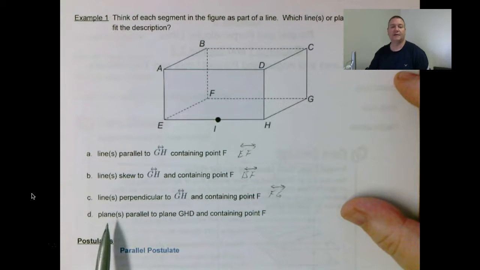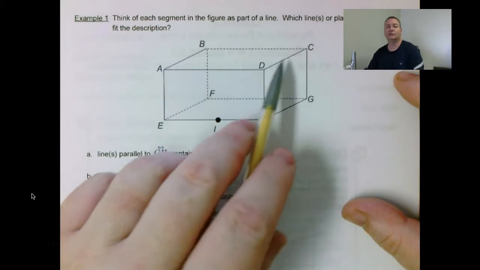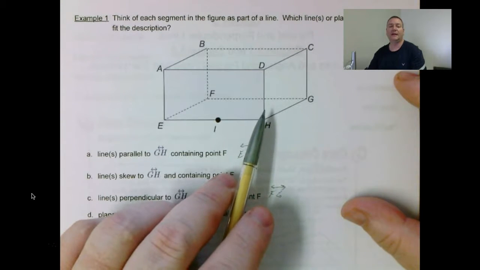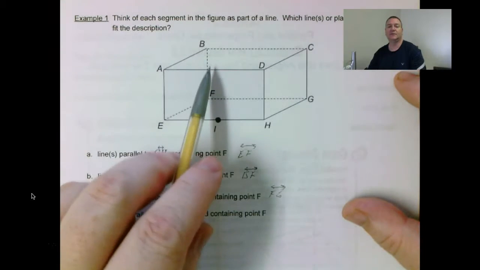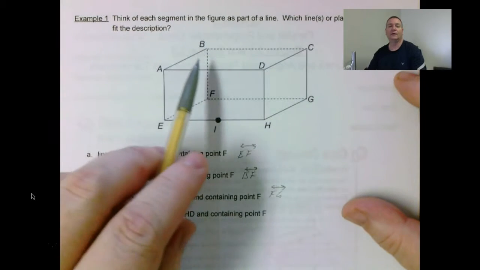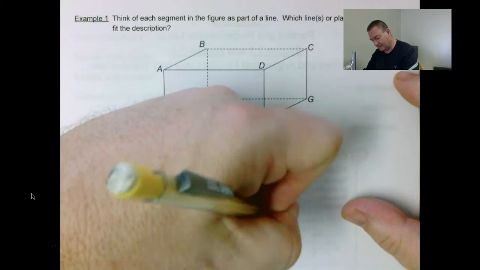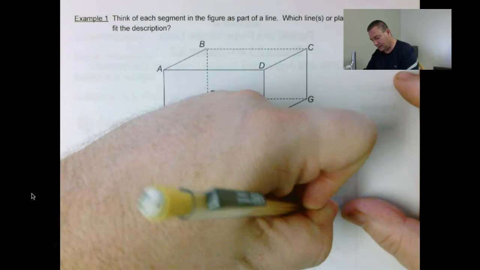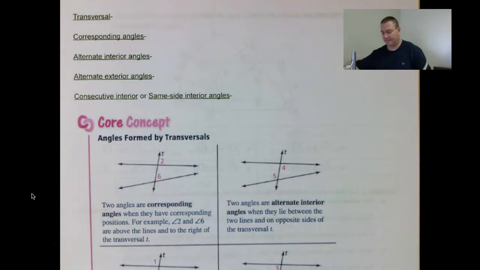Plane or planes parallel to plane GHD. So plane GHD is the right side of this prism. So the only plane that is parallel to that plane is the plane on the left side of the prism, ABF or AFB or AFE, any of those. So plane ABF. That was example 1.